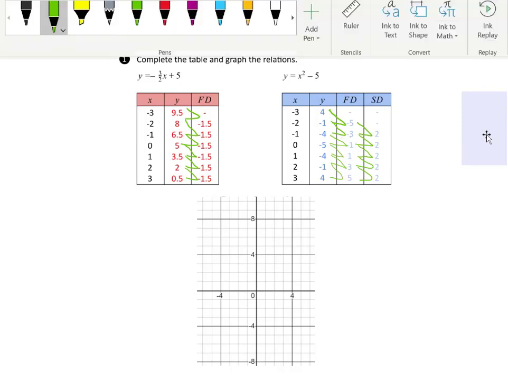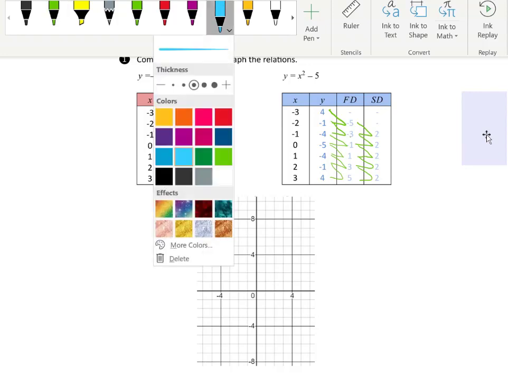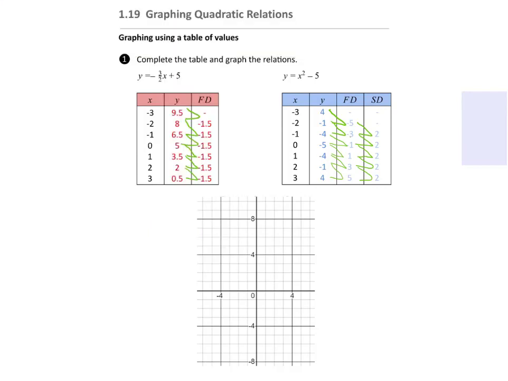So now we can see very clearly how we get second differences. To graph this, I'm actually just going to use blue. I'm going to use blue for the quadratic relation. I'm going to plot the points, and then I'm going to reveal the graph afterwards, just because my hand isn't super steady on the tablet.